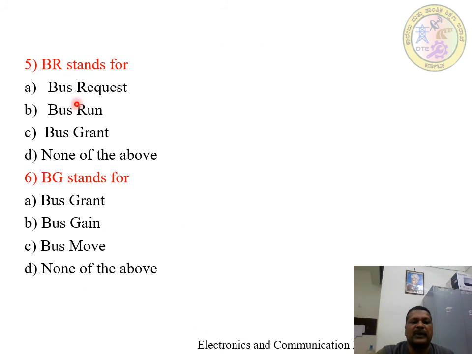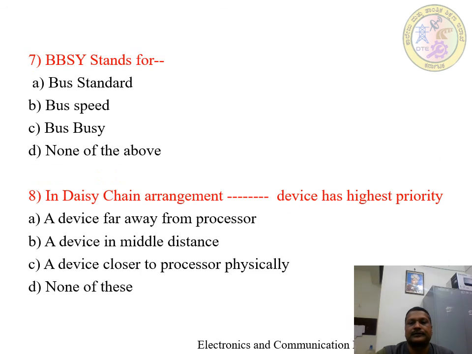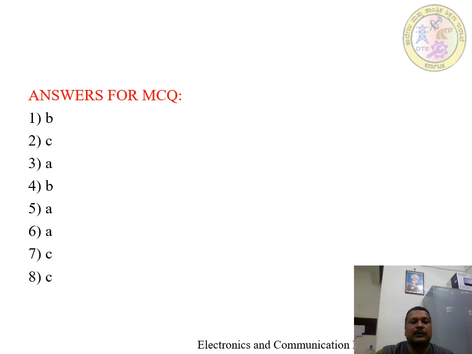BR stands for bus request. BG stands for bus grant. BBSY stands for bus busy. In a daisy chain arrangement, dash device has the highest priority. The device physically closer to the processor has the highest priority, because the grant signal passes serially. First it goes to the device which is nearer to the processor. So these are some multiple choice questions and these are the answers.